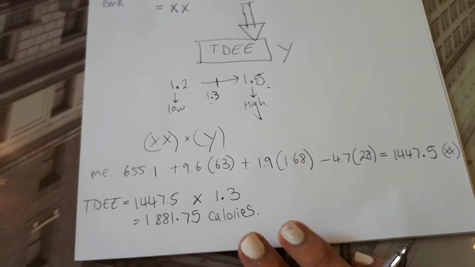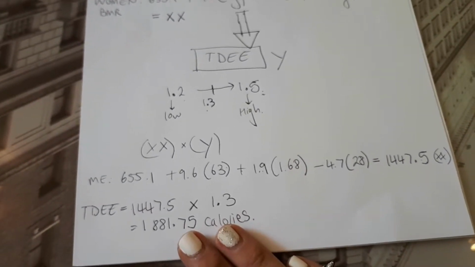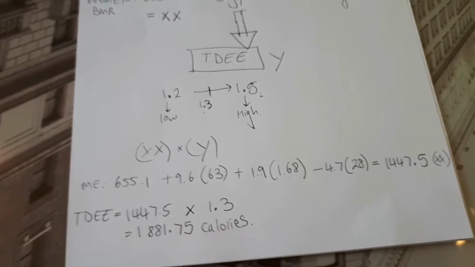Okay, so what next after you've worked out your total daily energy expenditure? So guys, I hope you're following along and you have worked out your basal metabolic rate and your total daily energy expenditure, and now the next thing that we need to find out is, what are your goals? Why are you working out your macros? What do you want to do?